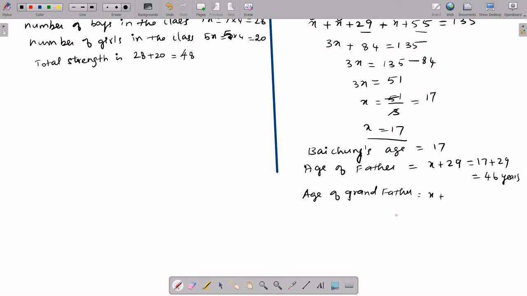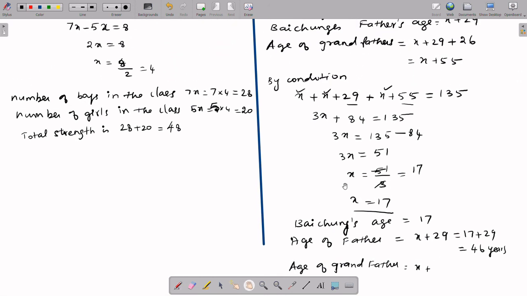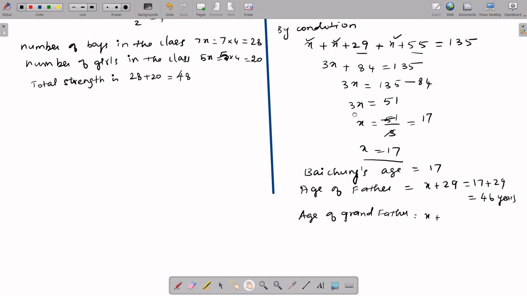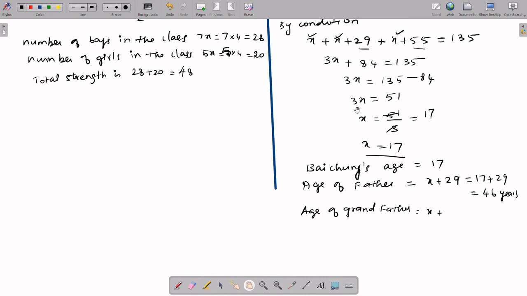The age of Baicheng's grandfather is x plus 55. What is x? x is 17. 17 plus 55: 7 plus 5 is 12, write 2, and 6 plus 1 is 7. So it is 72 years. Baicheng's grandfather's age is 72 years. Baicheng's age is 17 years, his father's age is 46 years, and his grandfather's age is 72 years.